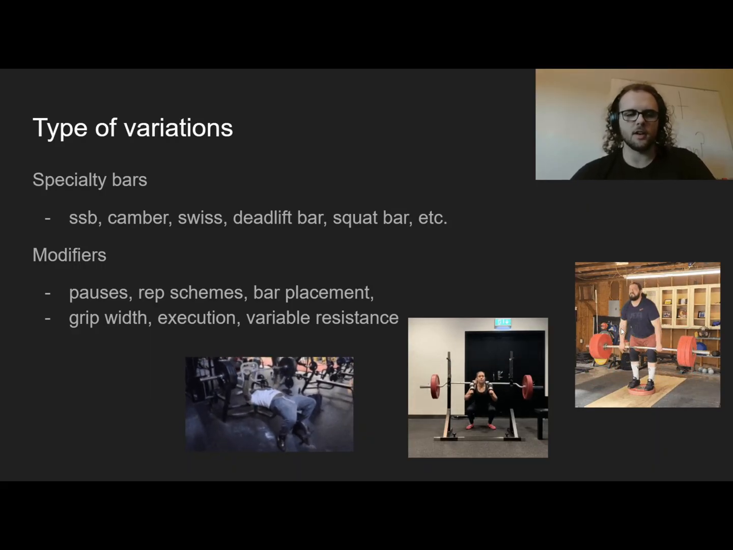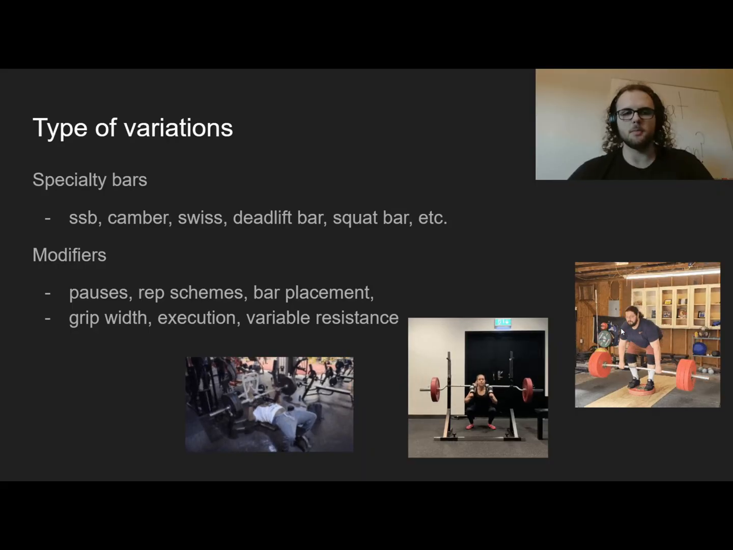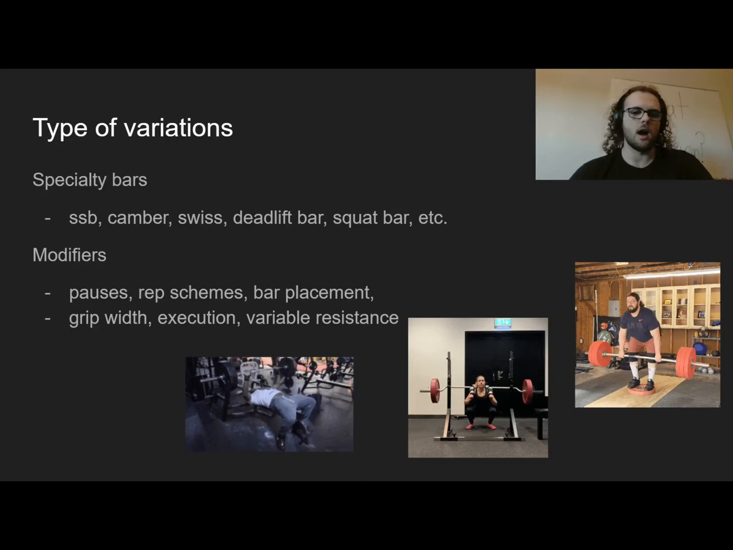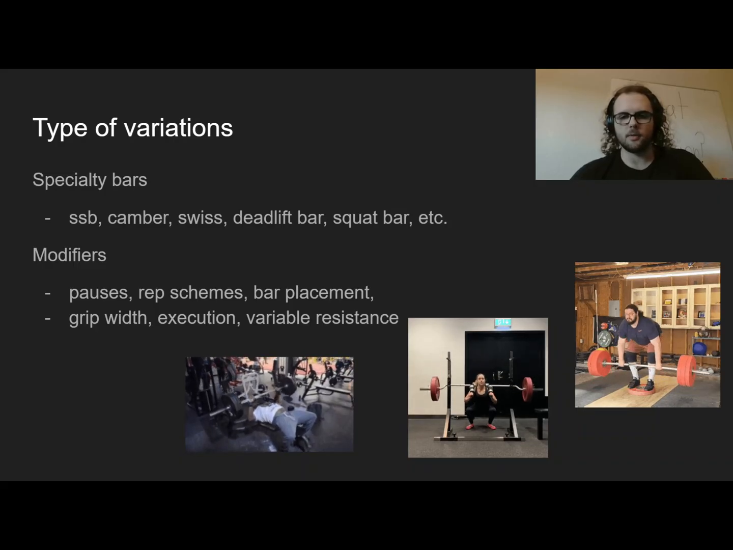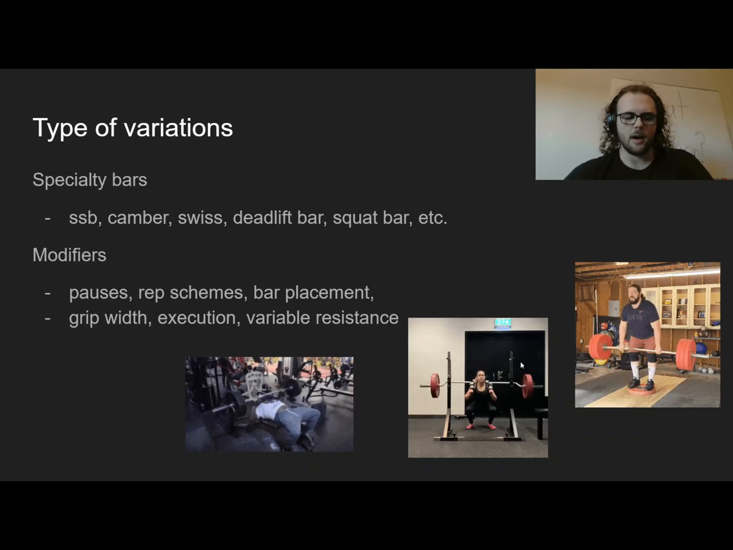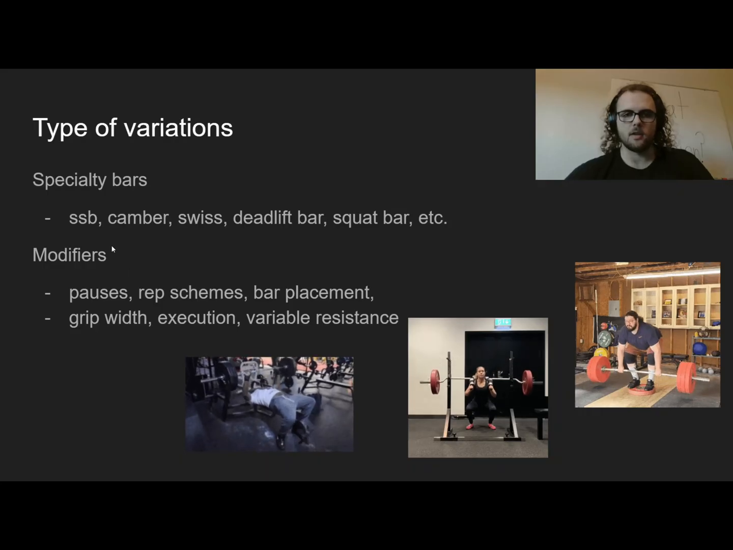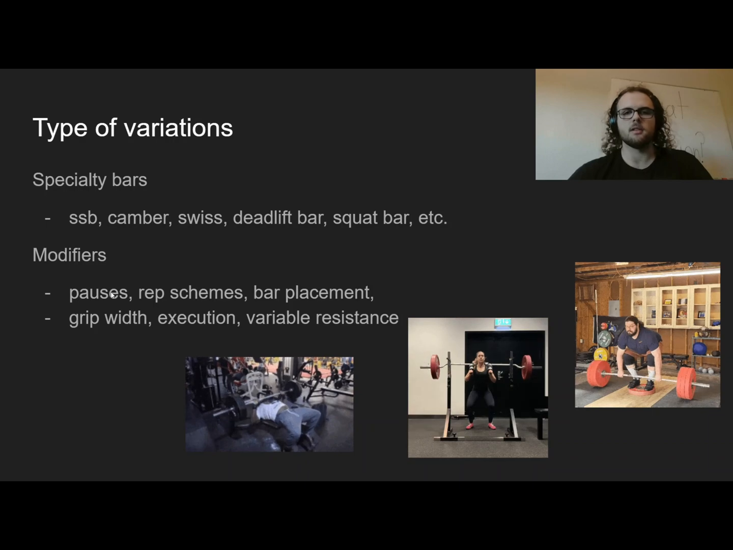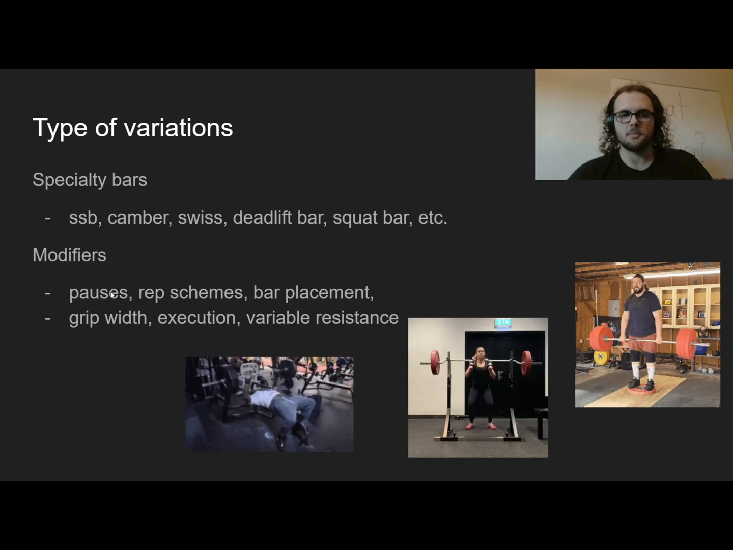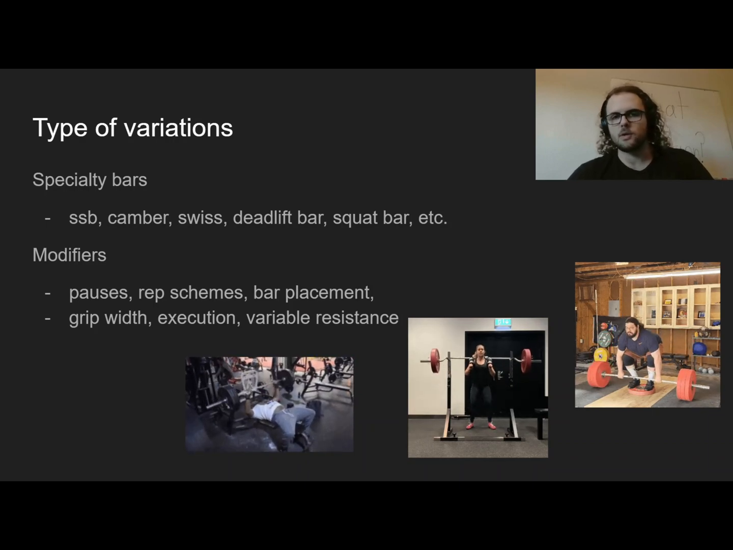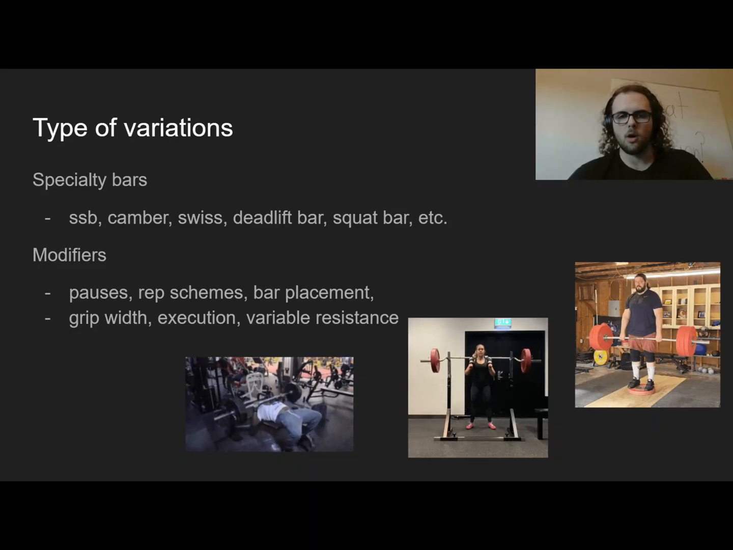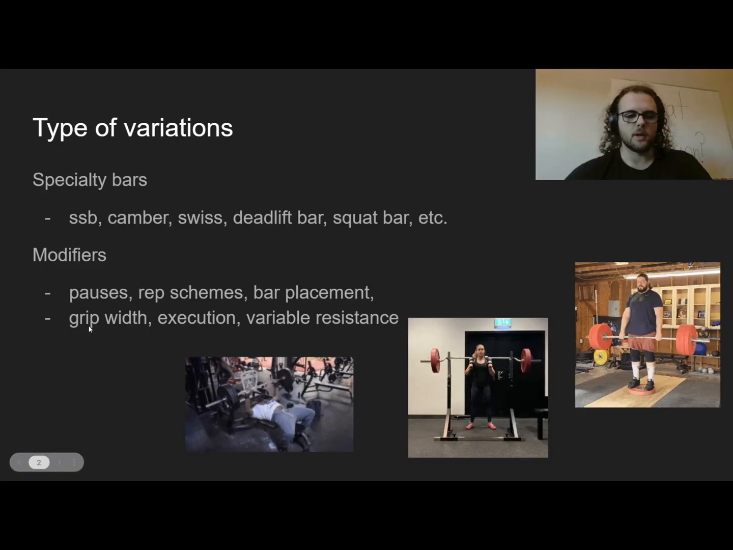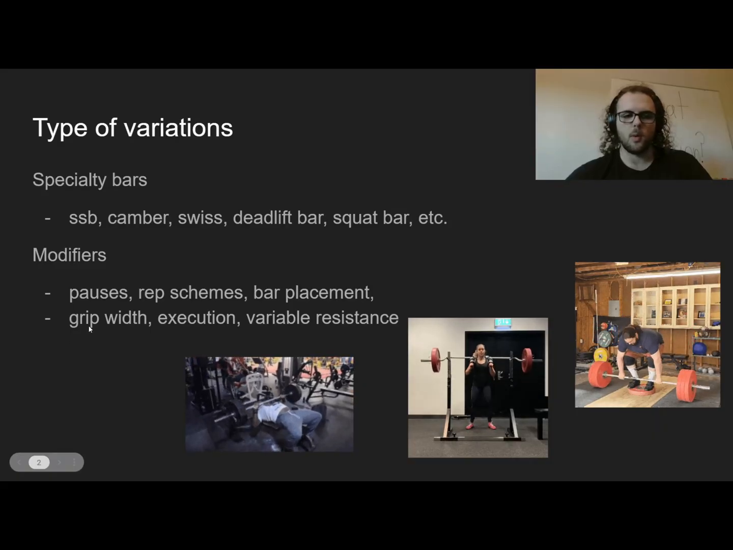Two biggest things you're going to think about are going to be your specialty bars. So that can be your SSB bar, camber, Swiss bars, deadlift, squat bars, etc. Really anything like that. And then on top of that, you have your modifiers. So we're going to think here pauses, even something as simple as your rep schemes, your bar placement. On squats, think about high bar, low bar, front squat, anything like that. On bench, we can look at grip width, close grip, wide grip.